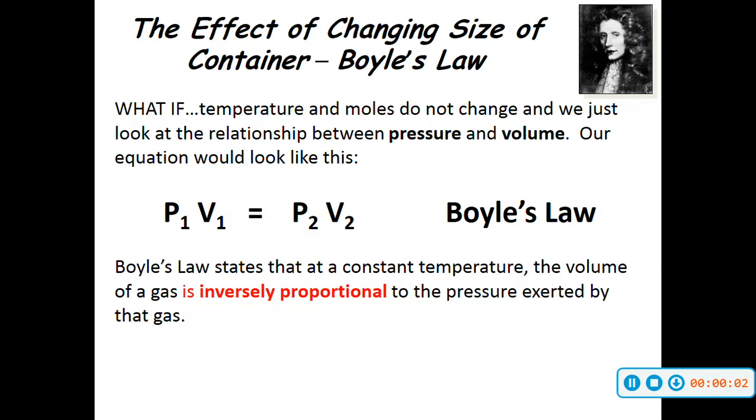Hey guys, so we're going to talk about Boyle's law today. So it's the effect of changing size of container. I feel like there's a few words missing there.